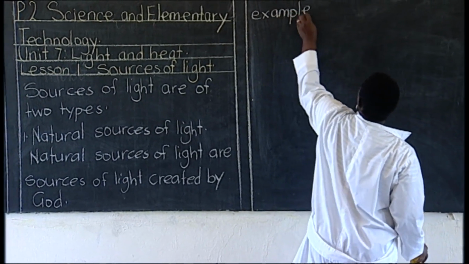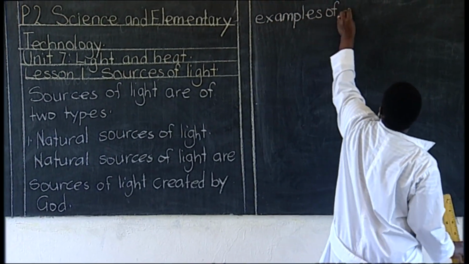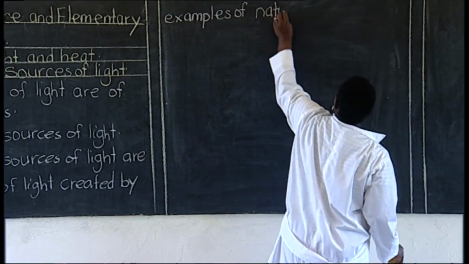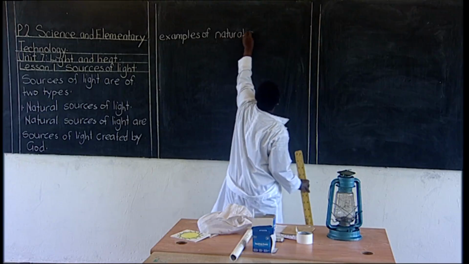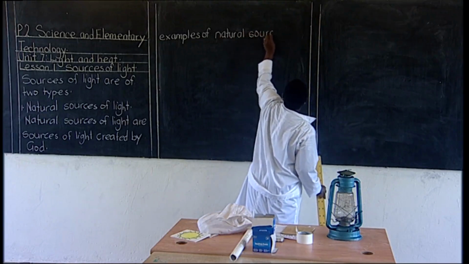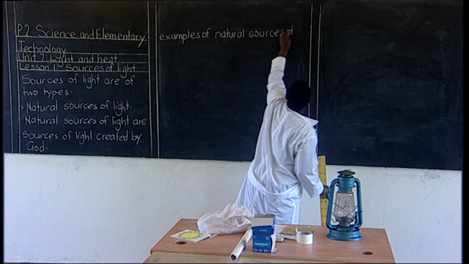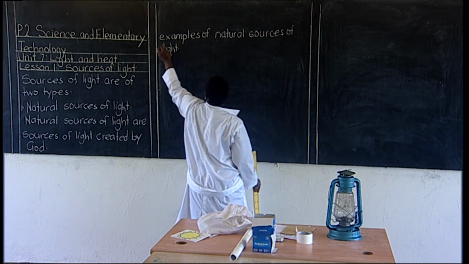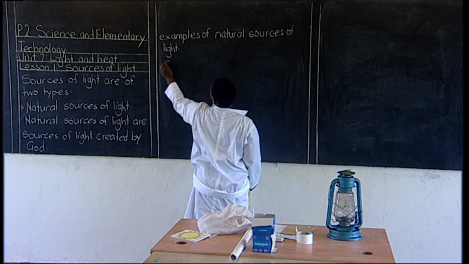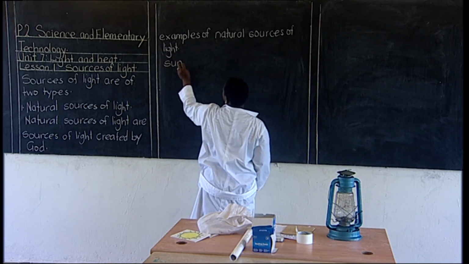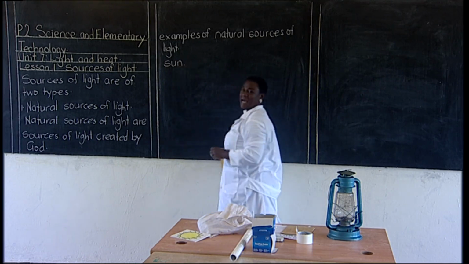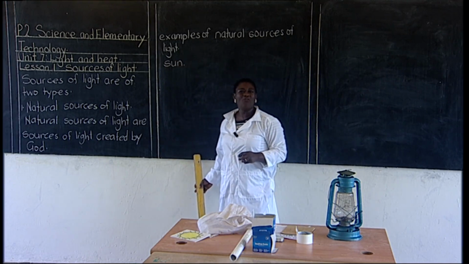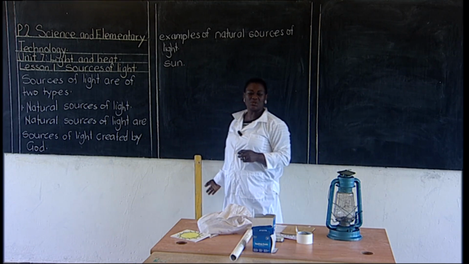Examples of natural sources of light. We have seen the sun, and it's the main source of light. The sun is the main source of light.